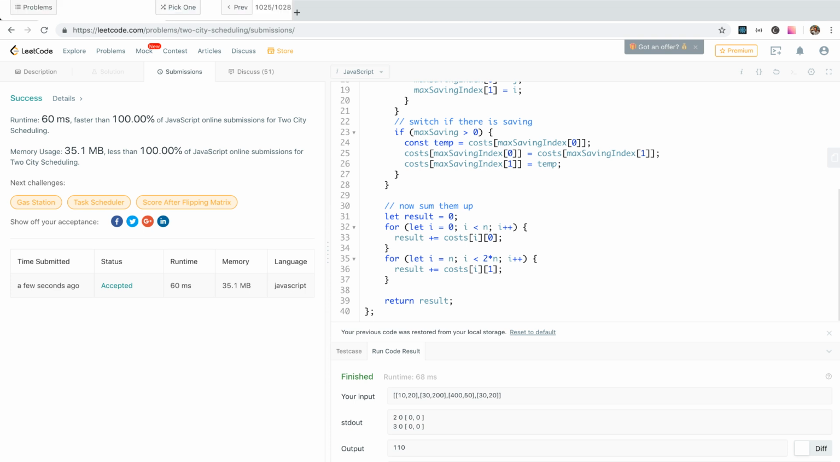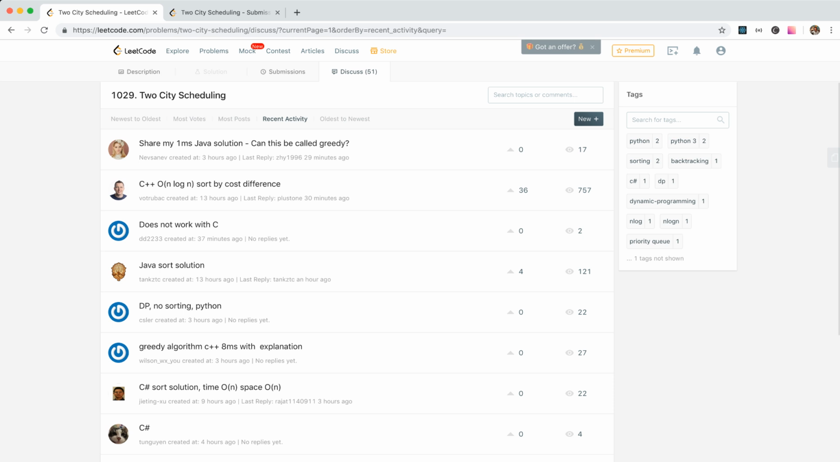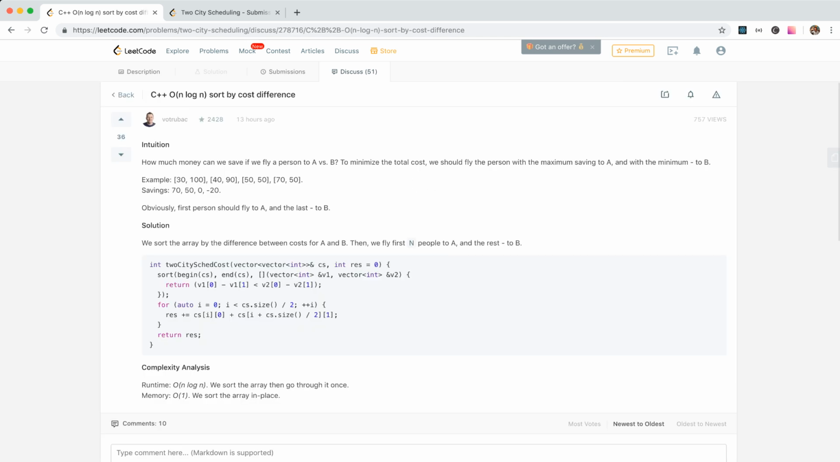Anyway, I'll take a look at the discussion. Wow, it says 1 millisecond, O(n log n) sort. This seems cool. How much money can we save if we fly a person to A versus B to minimize the total cost? We should find a person with the maximum saving to A and with the minimum saving to B.